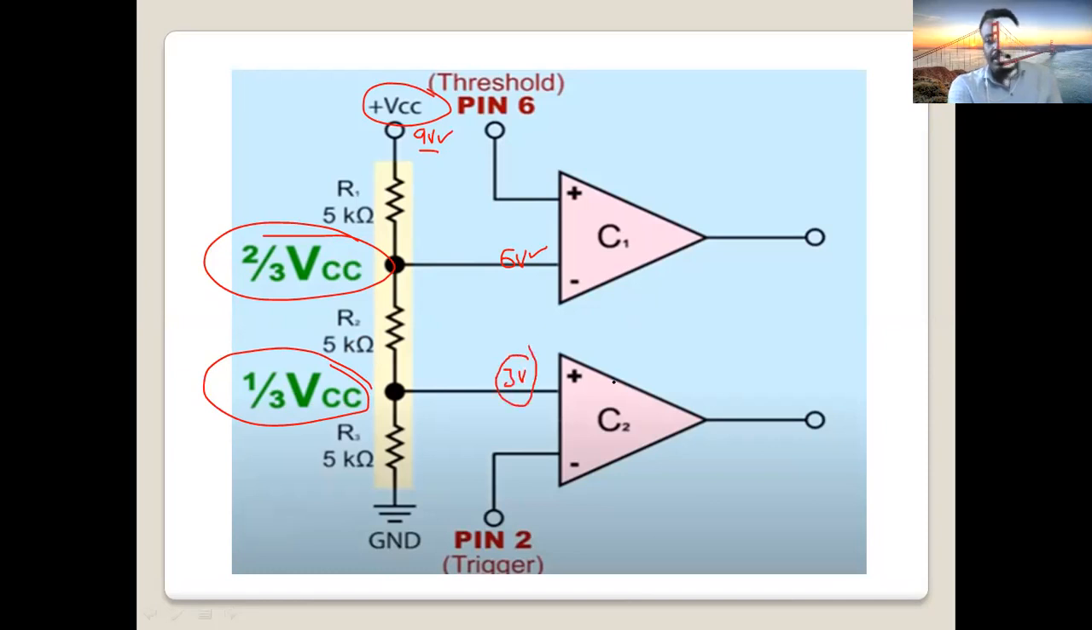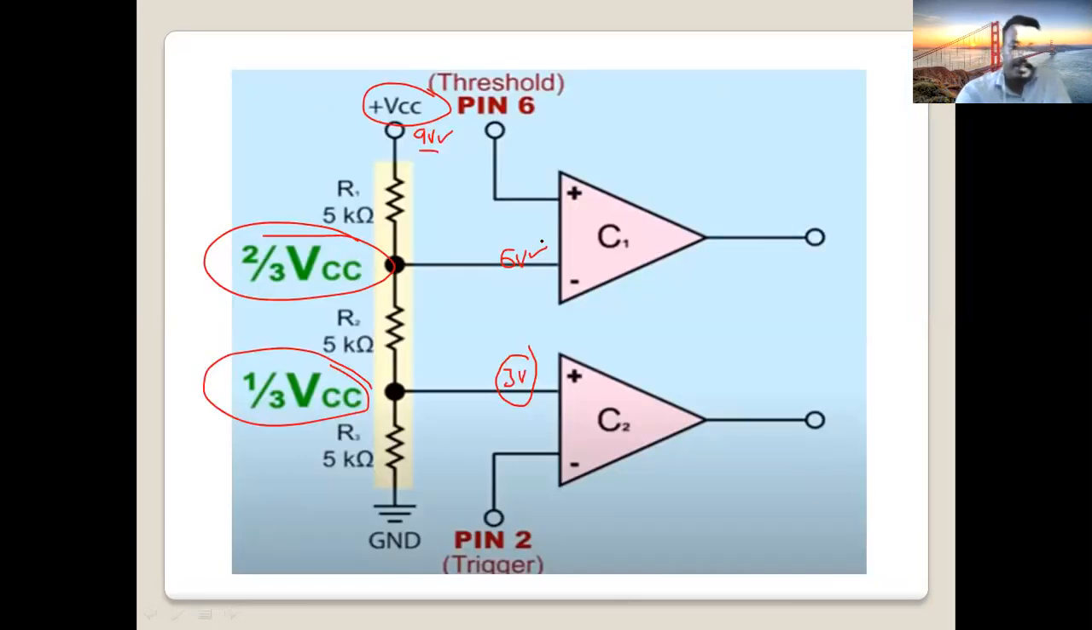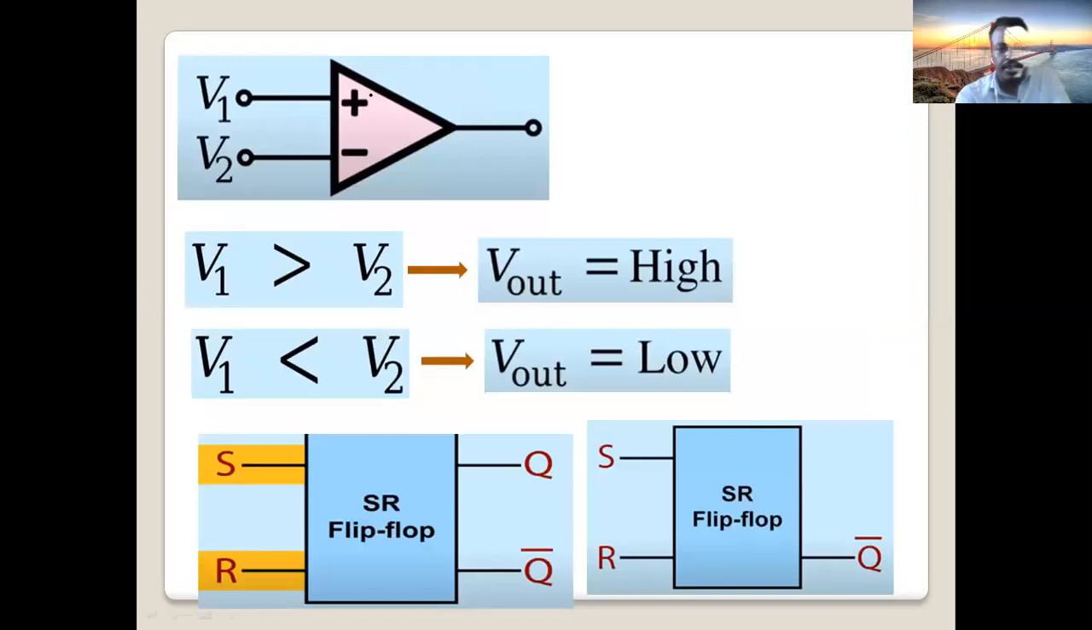Okay, what is the next system? The next component, the next part of the timer. The next part, as we said, is the comparator part, two comparators. Okay, so let's see now the second part, comparators. As you can see here, it has 2 inputs, 1 plus, 1 minus input.